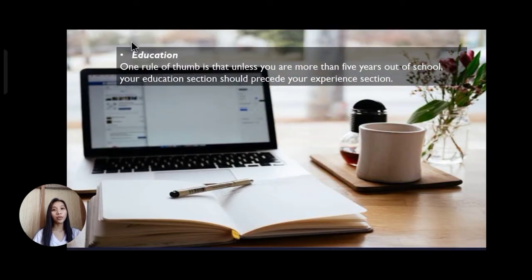Then, next would be your education. One rule of thumb is that unless you are more than 5 years out of school, your education section should precede your experience section. Now, when providing your education, it is not necessary to include your GPA or grade point average unless asked by your employer or your potential employer.